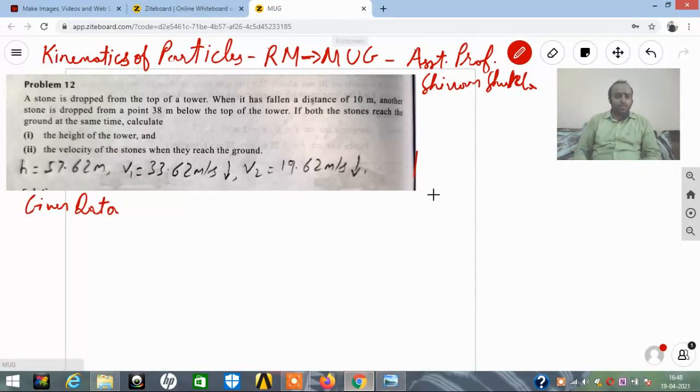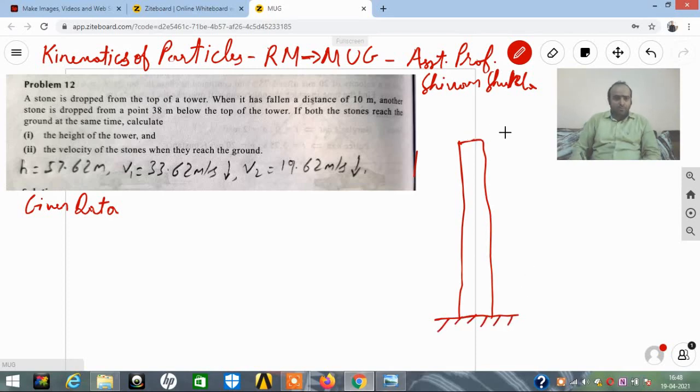A stone is dropped from the top of a tower. Simultaneously, I'll be drawing the diagram. This is a tower that I can see. This is the ground position. From the top of the tower, the first stone is dropped from over here, so initial velocity u will be 0 and this is position number 1. Now when it reaches position number 2, it has fallen a distance of 10 meters from the top.